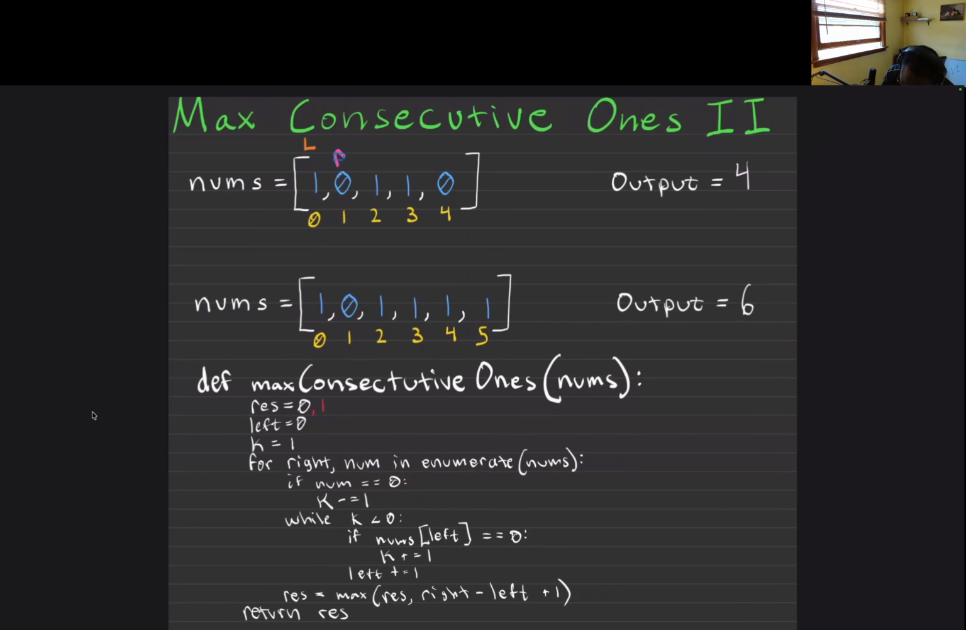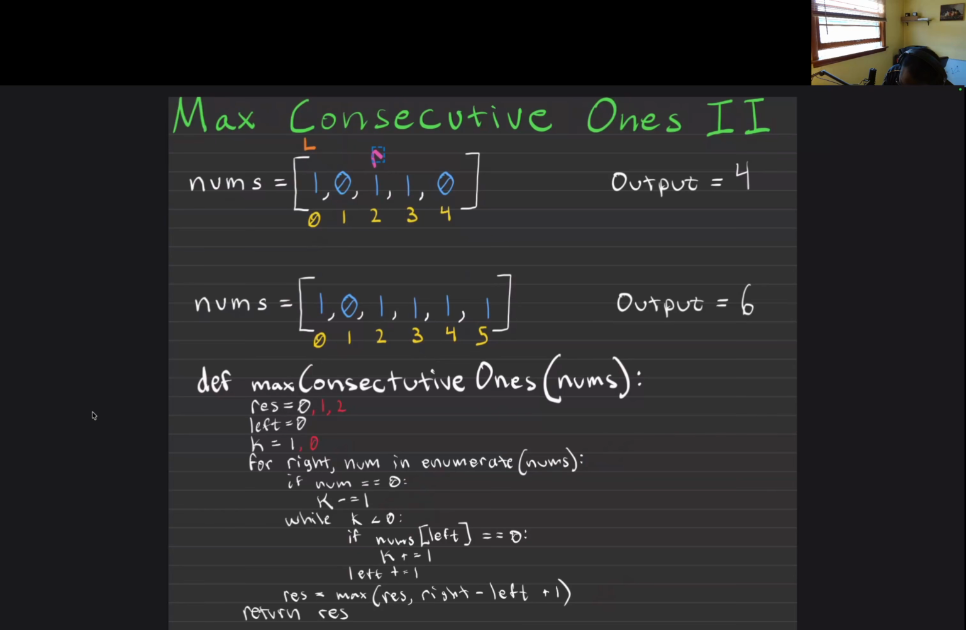All right, so back inside the for loop, right? So if num is equal to 0, it is, right? So we say k minus equals 1. So k becomes 0. And while k is less than 0, that's not true, right? So we go here. So res is equal to the max of itself and right minus left plus 1. So res now becomes 2.